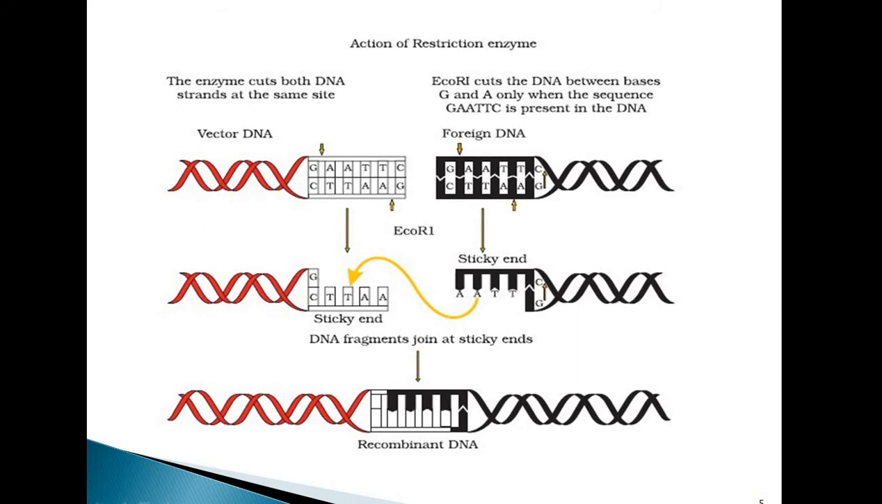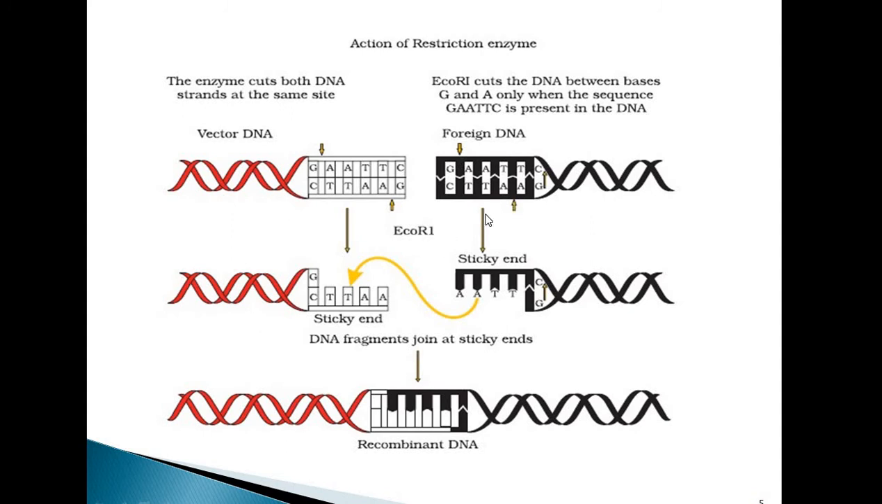Now let's see what is the action of the restriction enzyme here. As I said, we have taken the EcoR1 example, that is the EcoR1 restriction enzyme. This is your vector DNA, that is the vehicle, the plasmid, and this is the foreign DNA, where your gene of interest is present. In the vector DNA we have the specific EcoR1 sequence. Similarly, in the foreign DNA we also have the specific sequence. EcoR1 would cut from here and here in the vector DNA, and similarly in the foreign DNA.